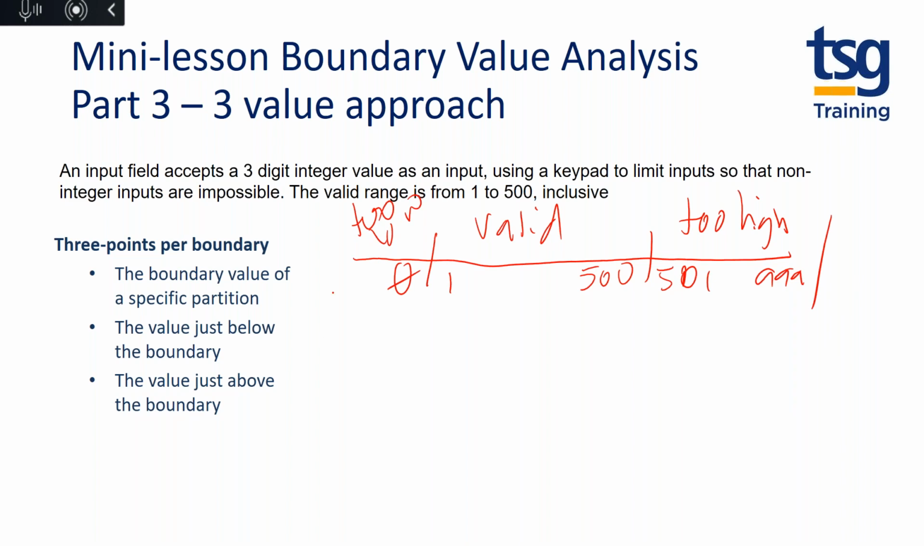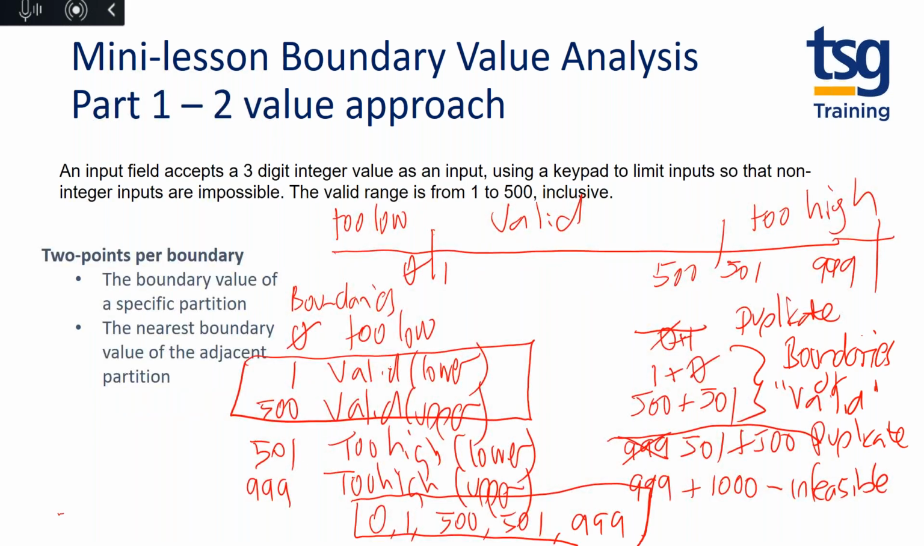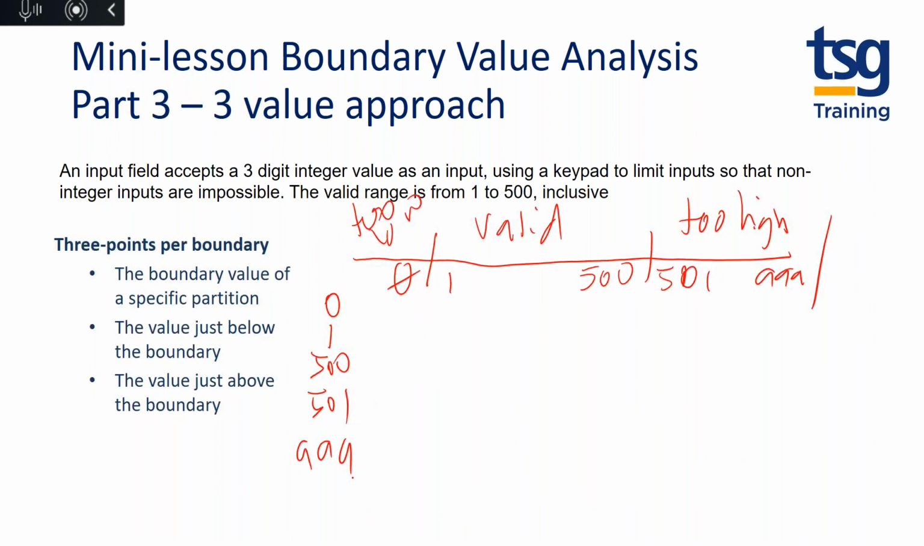I'm not going to bother writing out the boundaries again because we did in the previous one, but I'm just going to list them. The boundaries are the same: 0, 1, 500, 501, and 999. If we flick back to the previous slide, you'll see the listing of boundaries is no different, so we've got a consistent approach. Our definition of boundaries is identical, but now the test is different. On the left-hand side of the slide, we've got the boundary value of a specific partition, and then the value just below the boundary and the value just above the boundary.